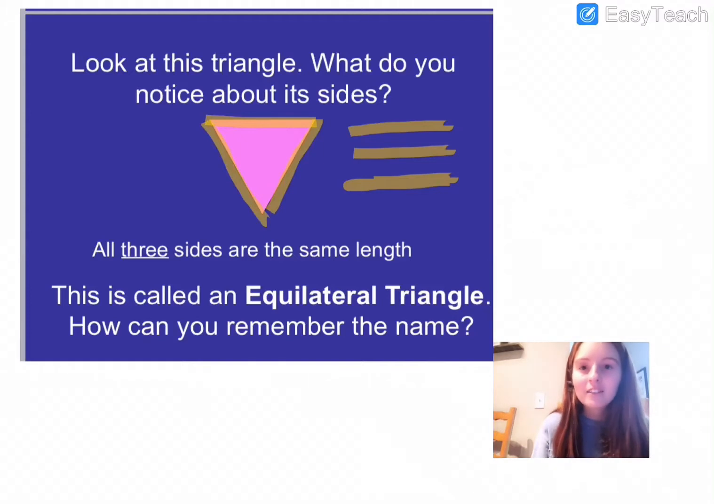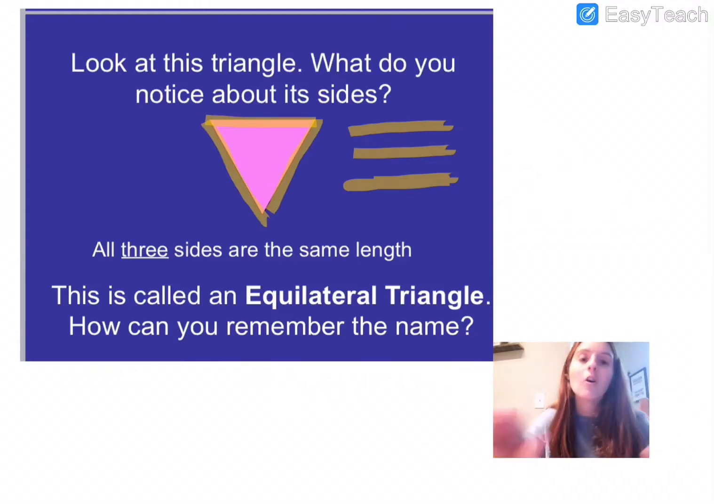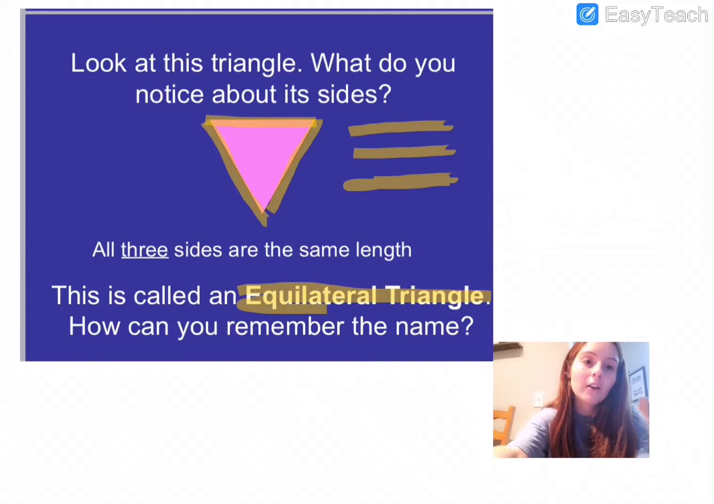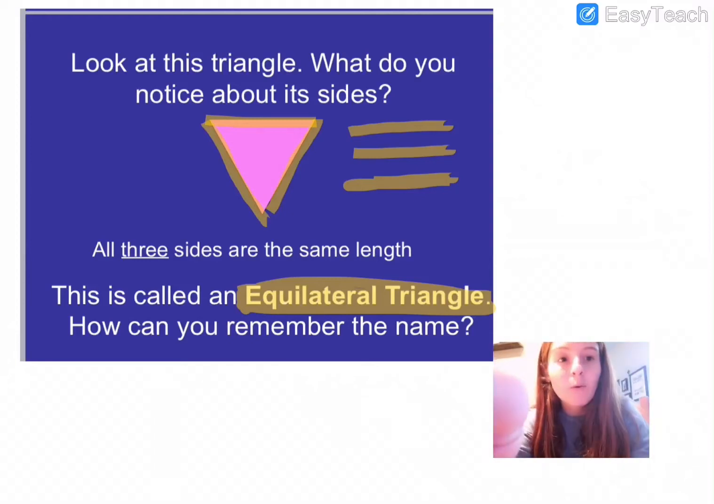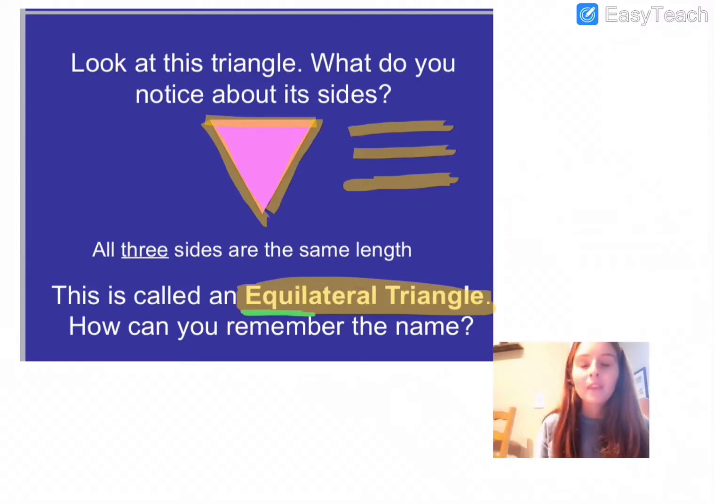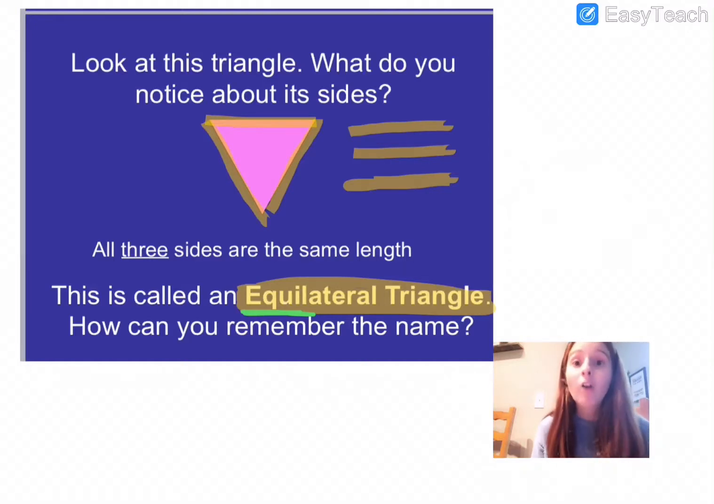When a triangle has sides that are all the same length, this is called an equilateral triangle. Okay? And that's a new word for us. It kind of sounds like the word equal, right there. That's how I remember that name. An equilateral triangle has equal sides. They all are the same length.